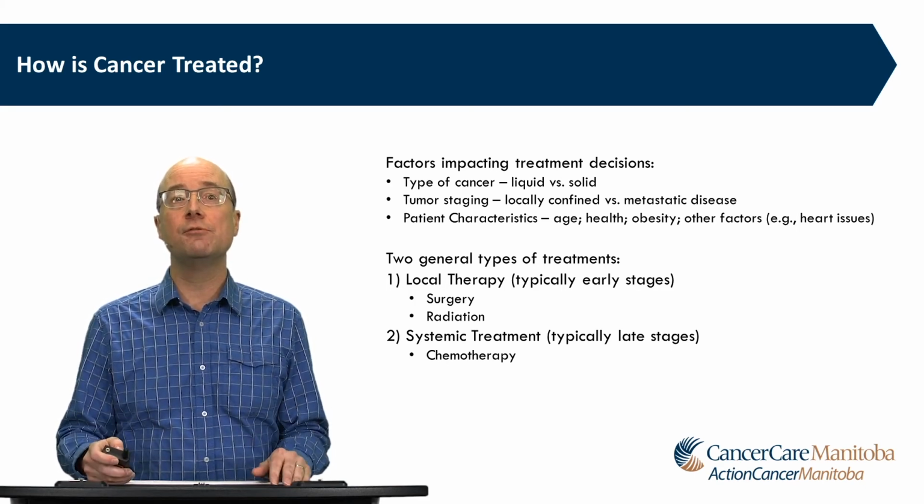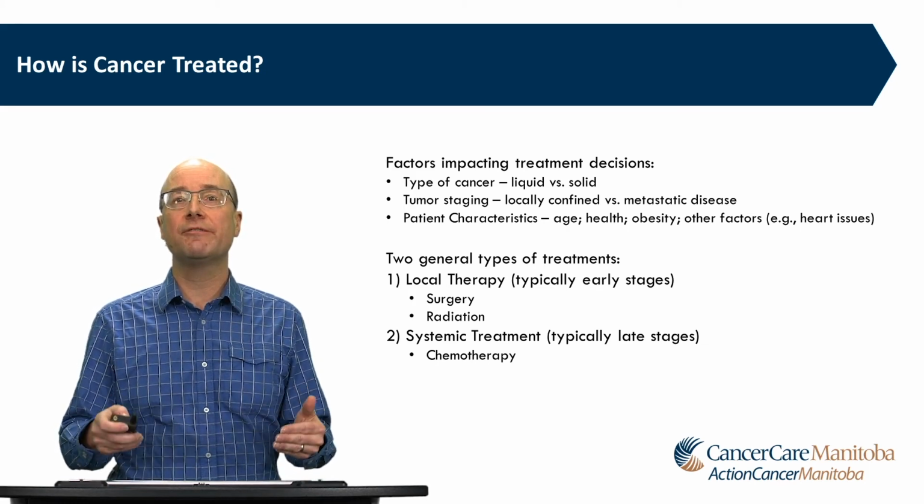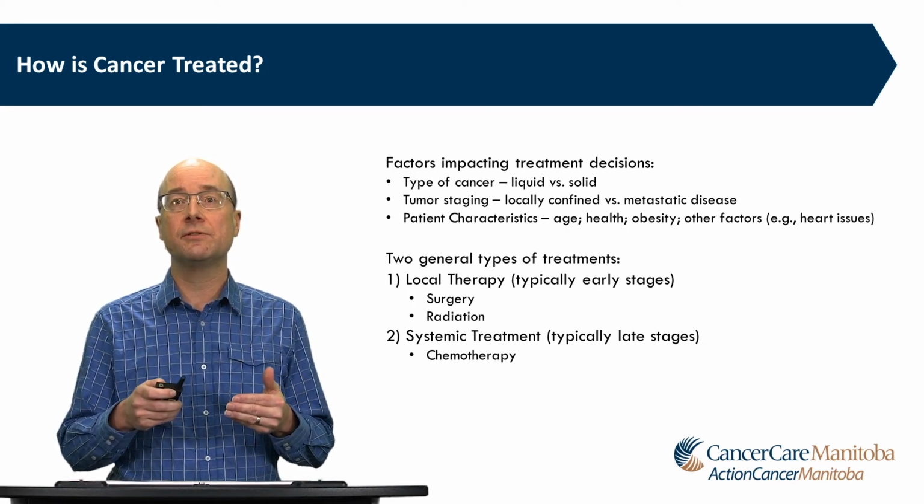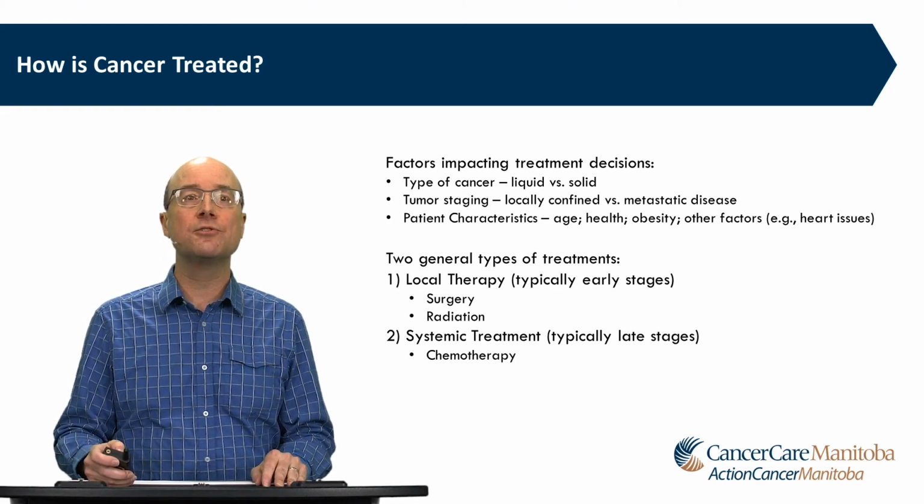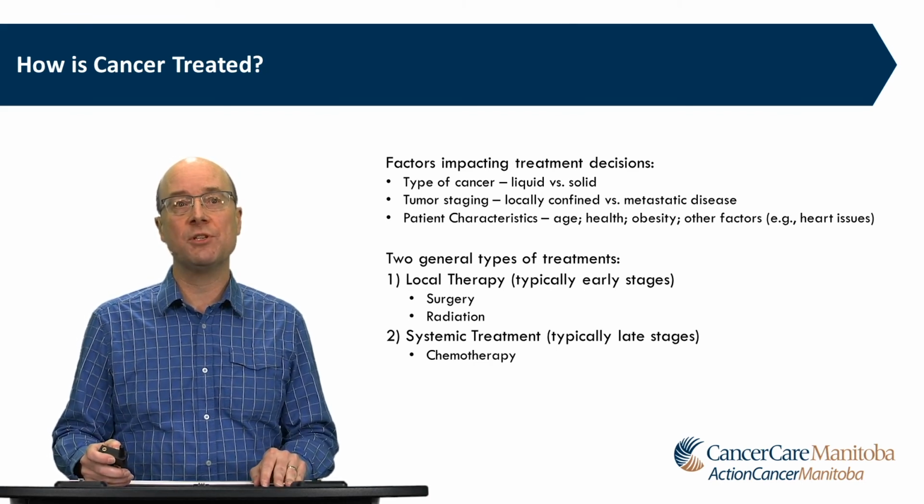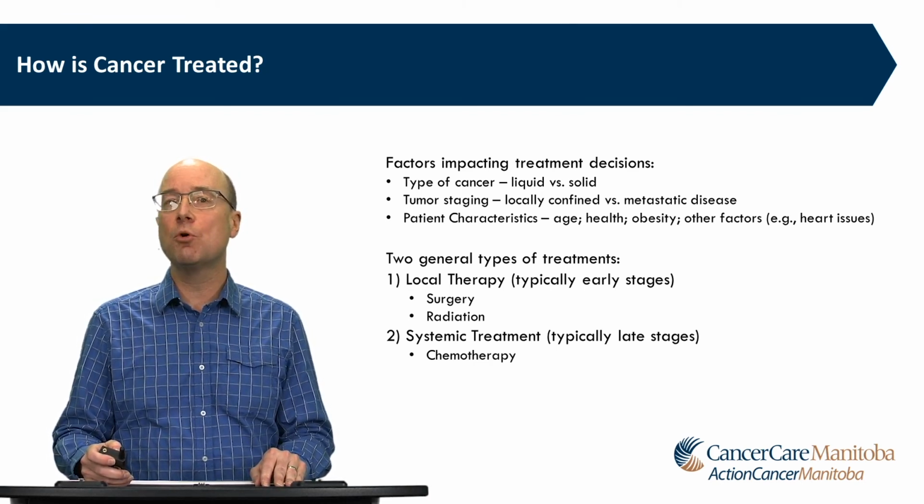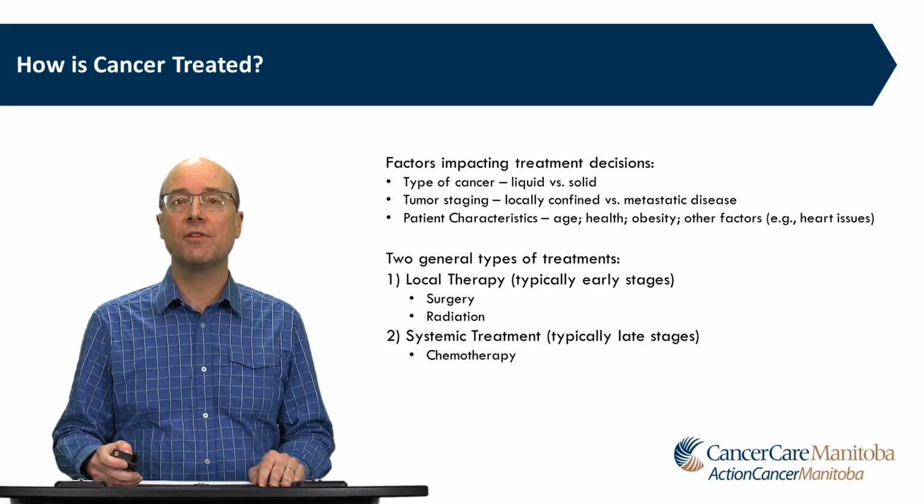In general, there are two types of treatment strategies. One is a local therapy, typically for those early stages when the disease is restricted to where it originally started, and those include surgery and radiation. And the second real treatment strategy is systemic treatments for more of those late stage diseases, and this typically involves chemotherapy.